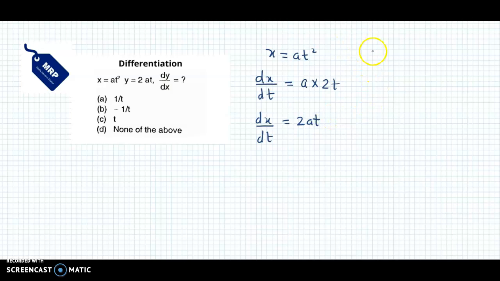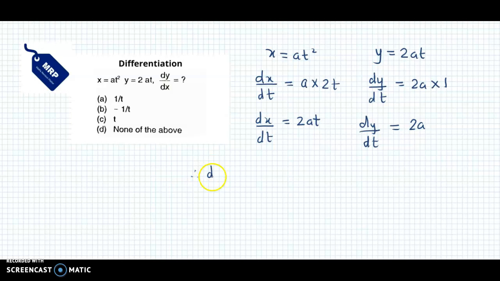Now we consider y. y is equal to 2at. Again differentiating y with respect to the parameter, that is dy by dt, we obtain 2a is the coefficient and derivative of t is 1, and hence dy by dt, the value is 2 times a. So we have dy by dt and dx by dt.